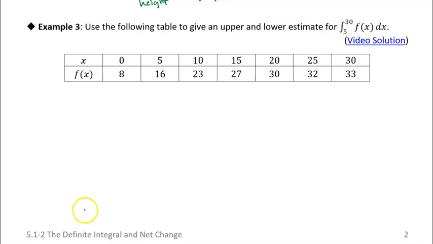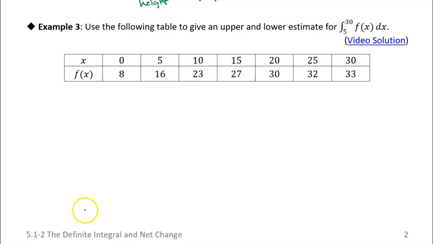All right, this problem is a little more abstract. We're just asked to use this table to give an upper and a lower estimate for the integral from 5 to 30 of this function f of x. Now we only have f of x as a table, but we want the integral from 5 to 30. So we're going to estimate that with left and right hand sums.